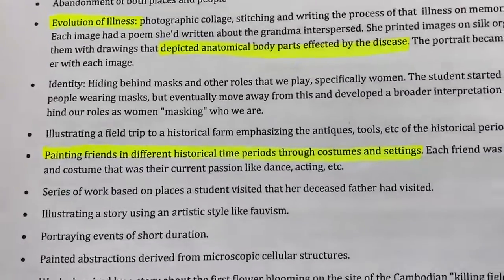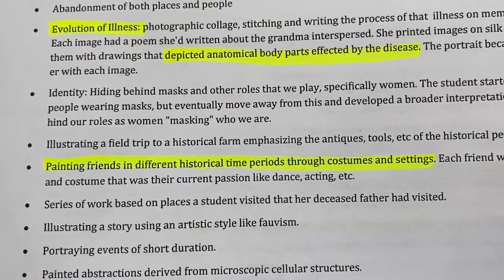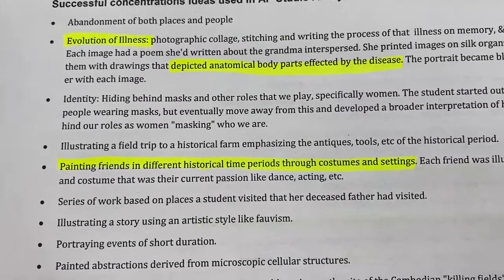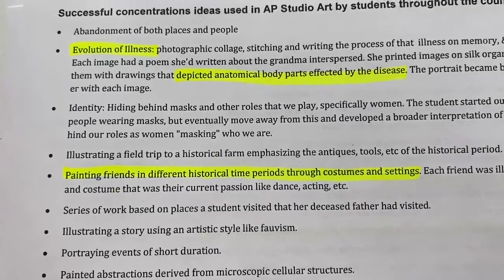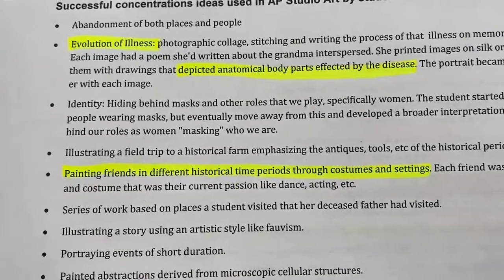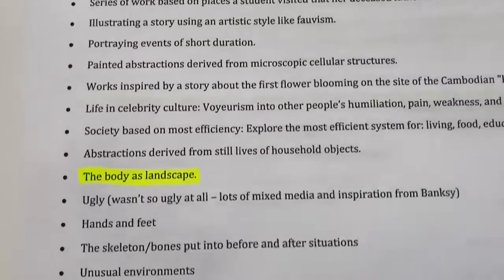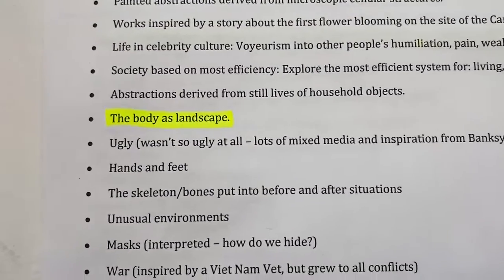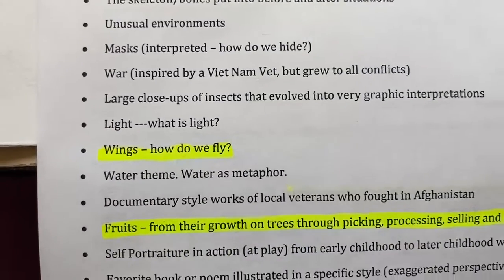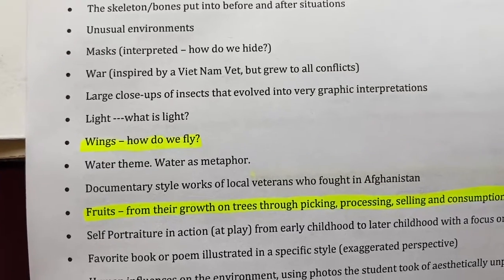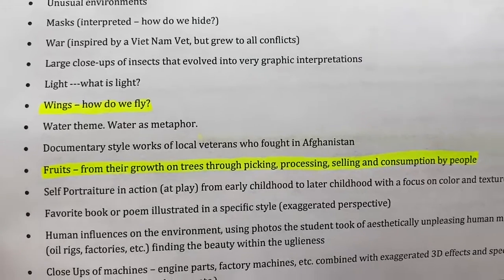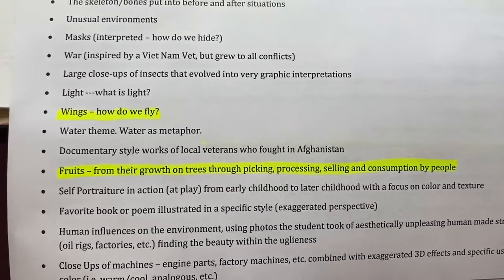Oh my gosh. Next, painting friends in different historical time periods through costumes and settings. So you could find different historical periods that relate to people in your life and then make them in those costumes and settings. Next is the body as a landscape. Oh my gosh, how interesting. Next, wings. How do we fly? Fruit, from their growth on trees through picking, processing, selling, and consumption by people.